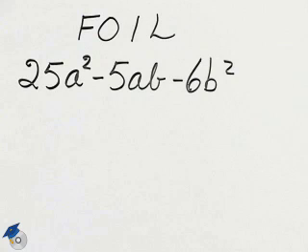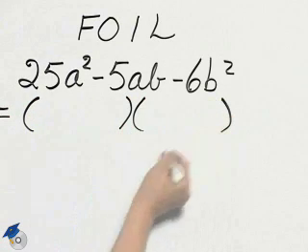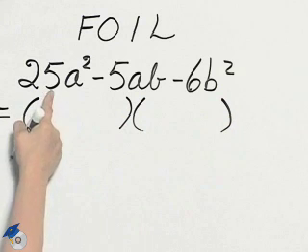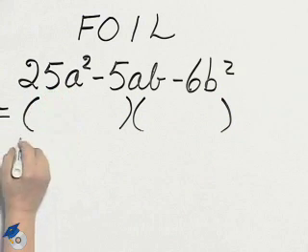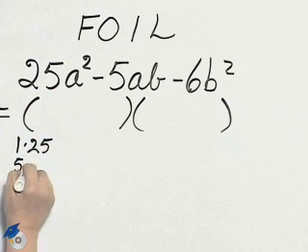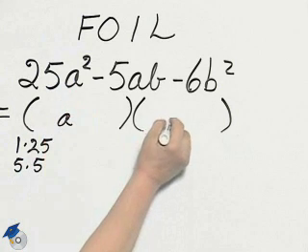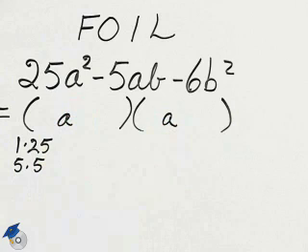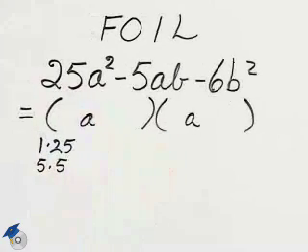To factor trinomials, think again where they came from. Often they came from FOILing a pair of binomials. Looking first at the 25a squared, the possibilities for 25 are 1 times 25 or 5 times 5. We're certain that the variables will be a in both cases, so for example, if I chose the pair 5 and 5, 5a times 5a is 25a squared.